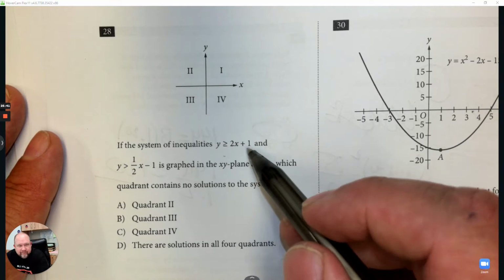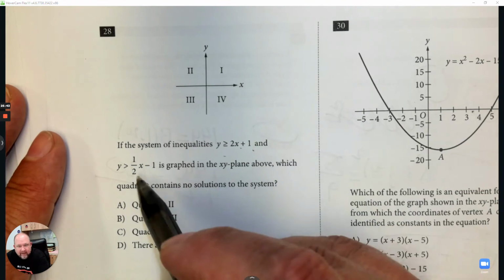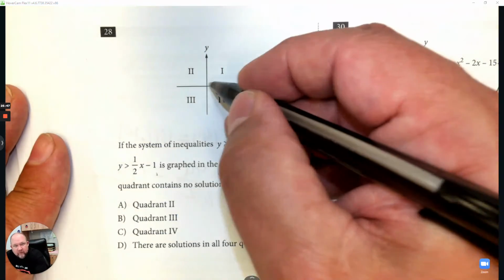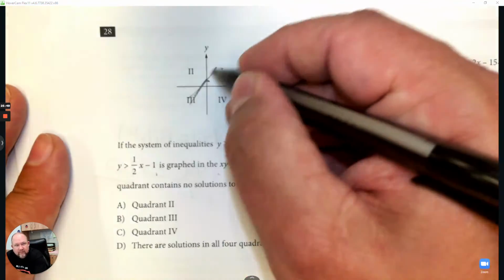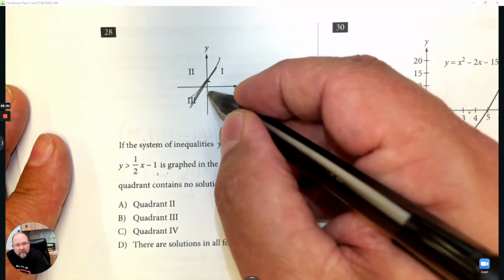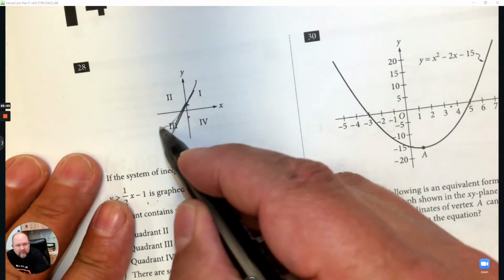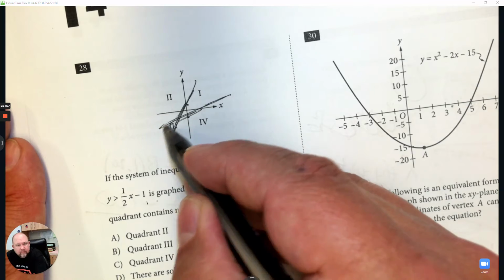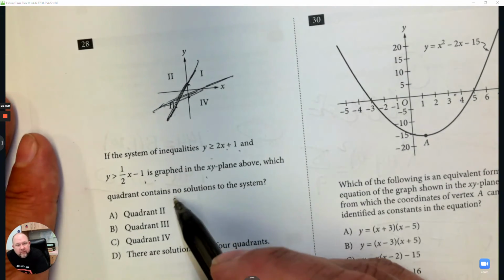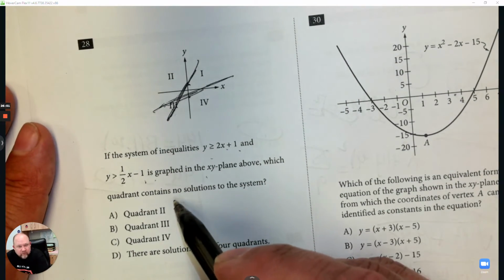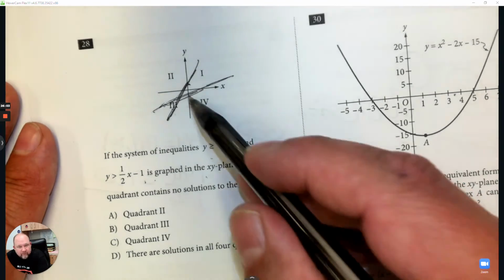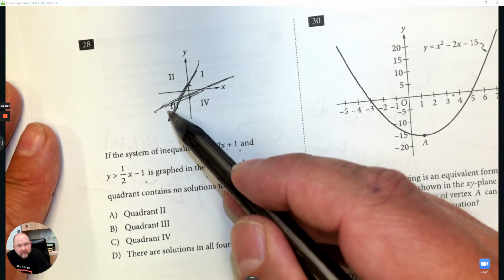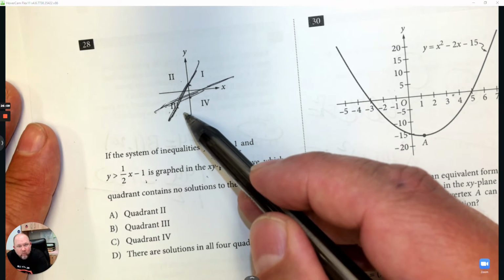In this system, 2x plus 1 and 1/2 x take away 1 is graphed above. So here it is. It goes up. Here it is. It's not quite as steep. Which quadrant contains no solutions to this system? So the first one is above, and the second one is below.